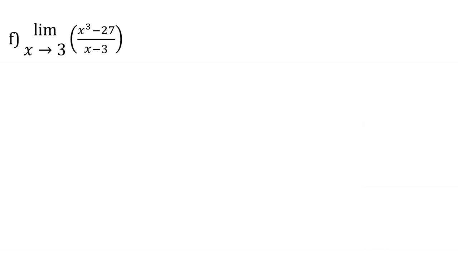Okay, so here's a great example. I'm going to just do this in my head. 3 cubed is 27, minus 27 is 0. 3 minus 3 is 0. This is 0 over 0. This is definitely indeterminate.